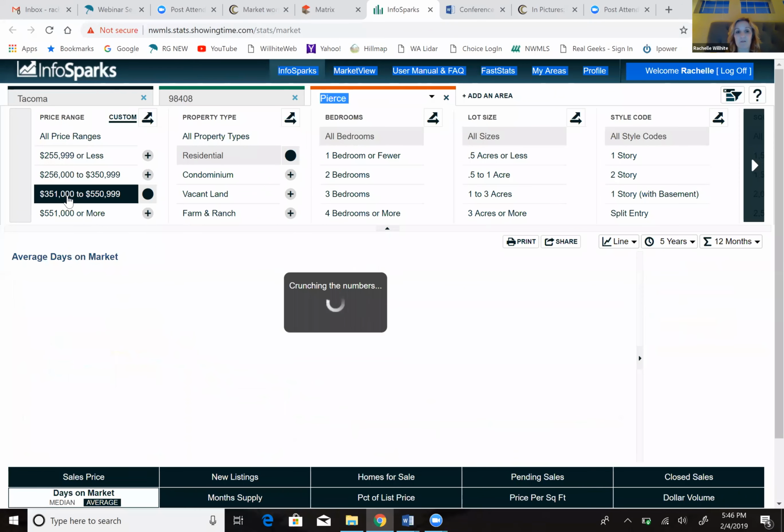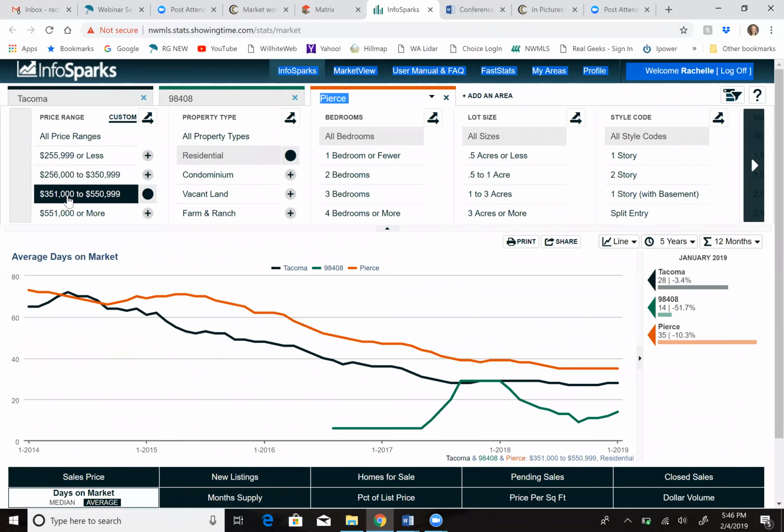Let's go to the next price bracket, 350 to 550, and see if that changes. Well, it changes things a little bit. So if you're talking with a luxury, higher-end home, you're not going to want to tell them that. But still, it looks like we're below 35 days in Pierce. Still really, really favorable right now for sellers.